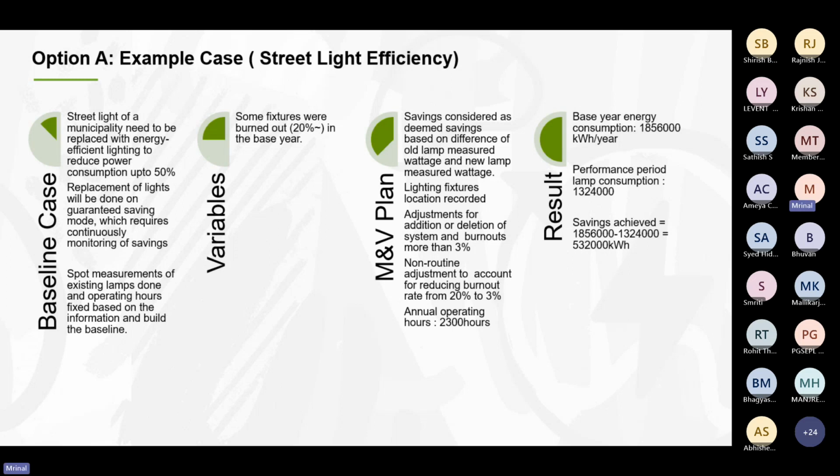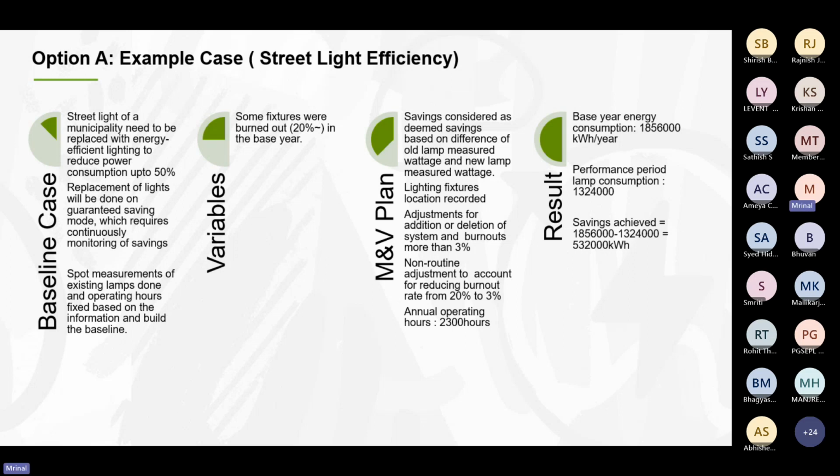So the municipality also identifies the lighting fixtures, and then they do the adjustment of the 3% of the burnout. Now, how to do the adjustment? You have the baseline energy consumption. So the adjustment will be a ratio of 3% to 20%, which is multiplied by the baseline energy consumption. So it will give you the adjusted baseline energy consumption of that street lighting area.